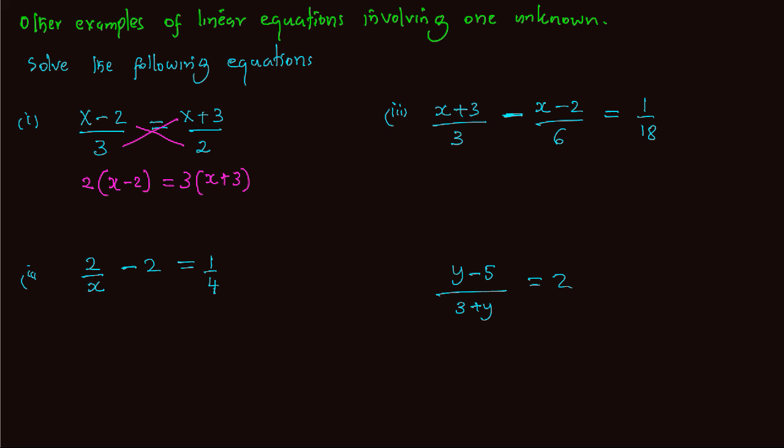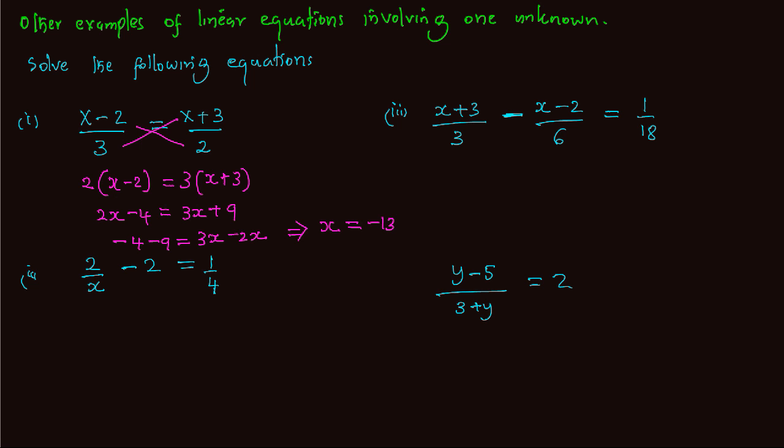We open the brackets. 2x minus 4 is equal to 3x plus 9. We collect the like terms and we get negative 4, negative 9 is equal to 3x minus 2x. This means that x is equal to negative 13.